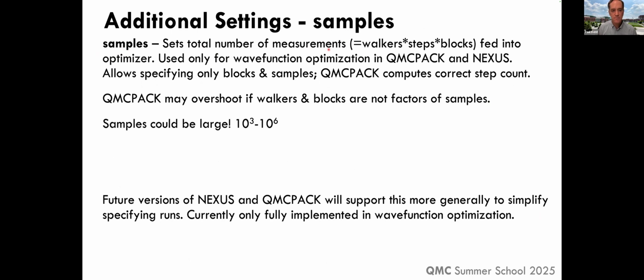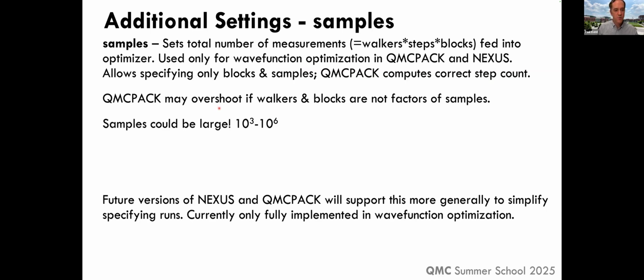the optimizer. And there is an advantage here because what will happen if you specify samples and blocks, QMCPACK will compute the correct step count given the number of walkers that you have to get that number of samples. So this lets you uniquely specify the amount of work that's going to be done for that wave function optimization. So that will run the same however many nodes you're running on, for example.